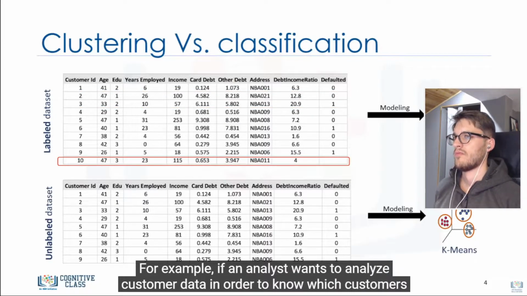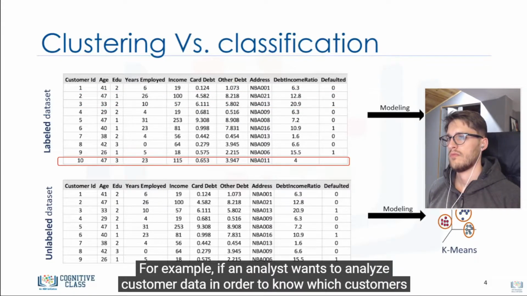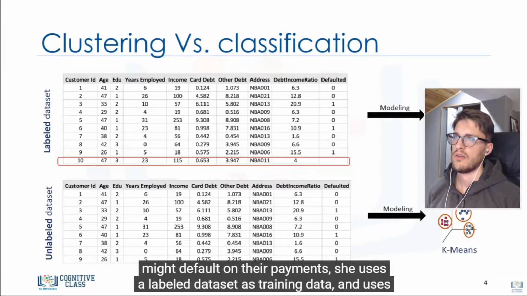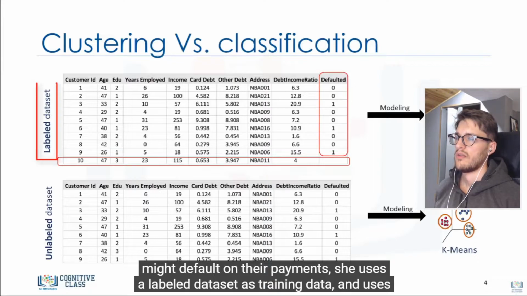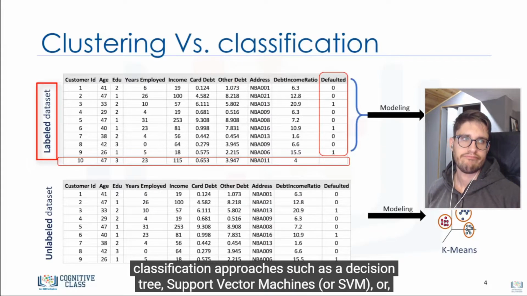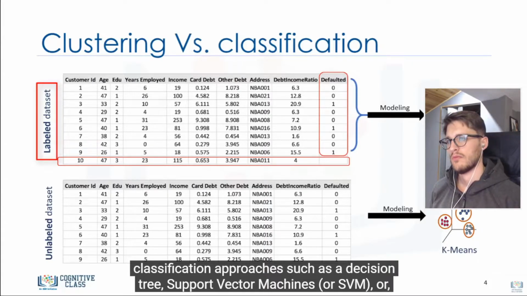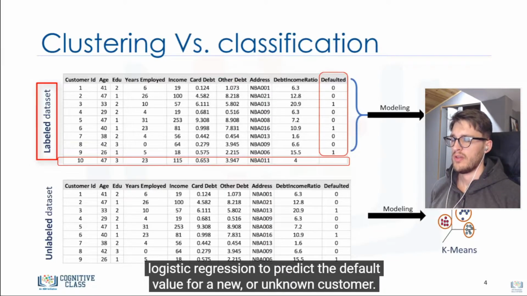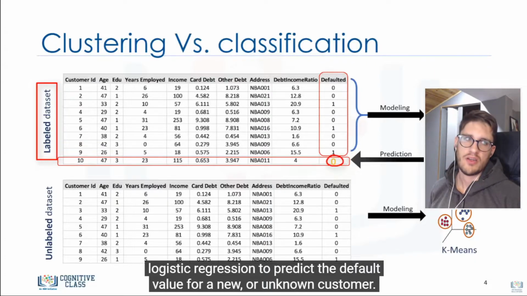For example, if an analyst wants to analyze customer data in order to know which customers might default on their payments, she uses a labeled dataset as training data and uses classification approaches such as a decision tree, support vector machines, or SVM, or logistic regression to predict the default value for a new or unknown customer.